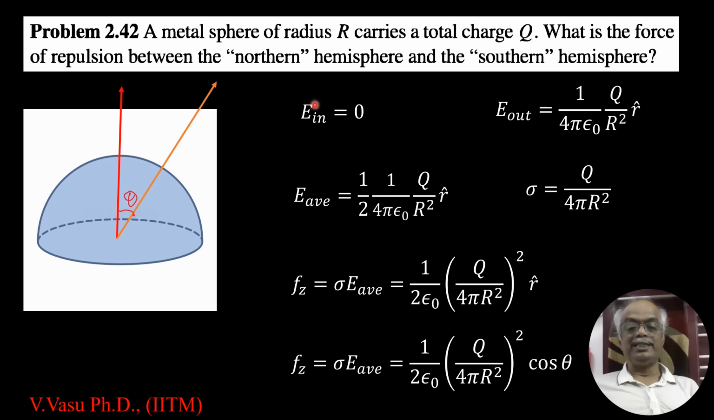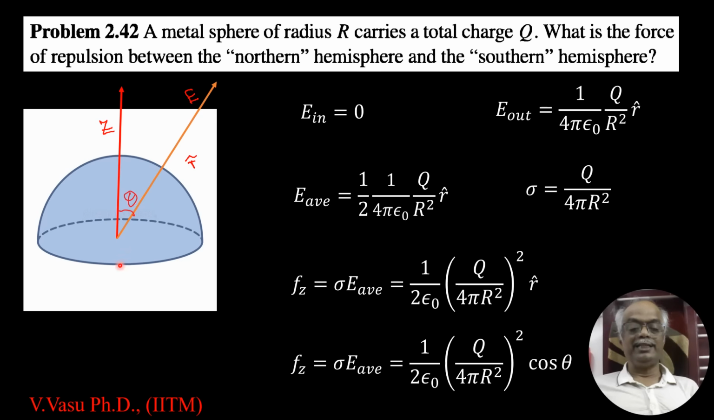You know very well that the electric field inside this sphere is zero, and the electric field outside the sphere is equal to 1 over 4 pi epsilon naught, Q divided by r squared, r hat. So this is the direction r hat, and you have an electric field E here, and this is your z axis, and the angle between them is theta. So now, what is the average electric field?